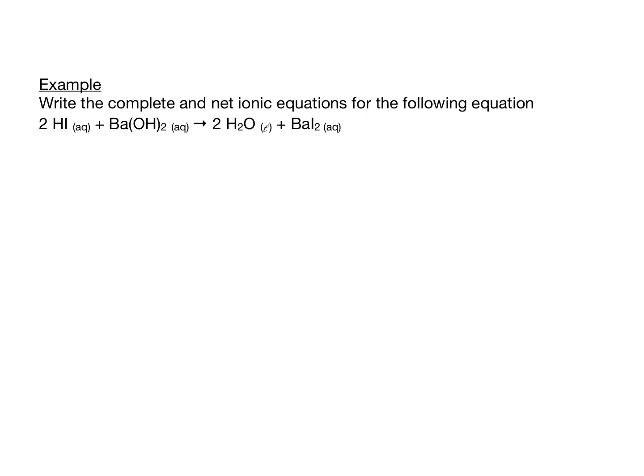So let's look at another example. In this case, we have hydroiodic acid and barium hydroxide getting mixed together. And we know what the balanced chemical equation is. We get 2 moles of liquid water and 1 mole of barium iodide. So the complete and net ionic equations for this are a little bit different. We don't have a solid product. It turns out that you don't have to have a solid product.